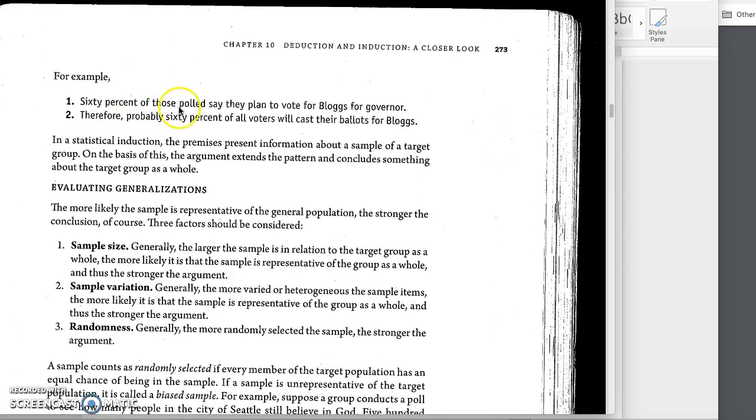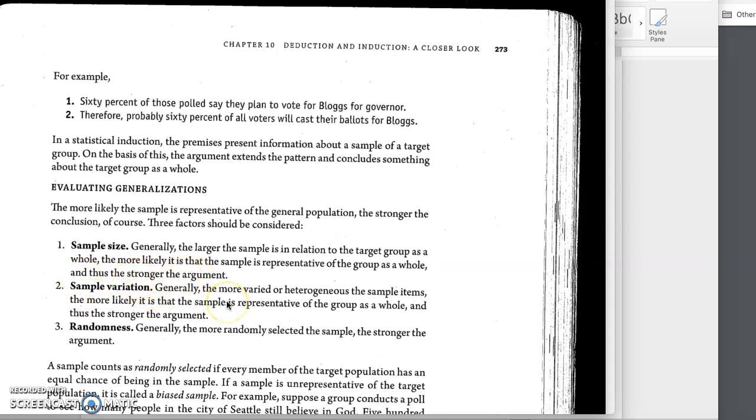This is page 273. You can see that there are these 3 things that are important when you're doing enumerative induction, right? So first, sample size. You should have a big sample size. The bigger, the better, right? So the bigger the group, the more likely it is, the stronger the argument.